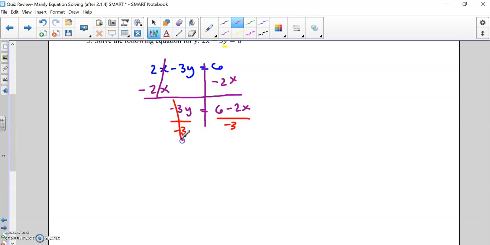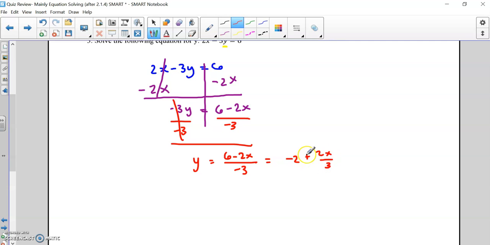So that negative 3 is an eyesore. So at the end, our final answer is basically 6 minus 2x over negative 3, which you can simplify, and if you can simplify it, please do that. So 6 divided by negative 3 is negative 2. And then negative 2x over negative 3, you can't really divide those, so you would just leave it as 2x over 3.